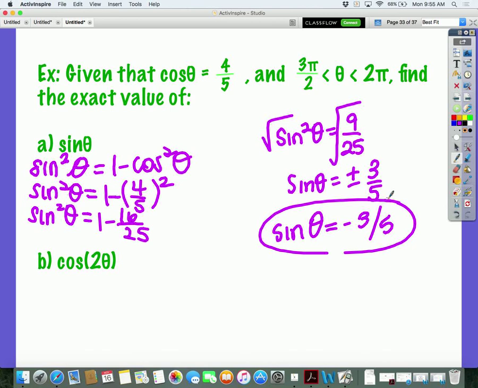All problems like these would be in the non-calculator portion. They could also have some of these in the calculator portion, but if they want you to find the exact values, for sure they will be in the non-calculator.